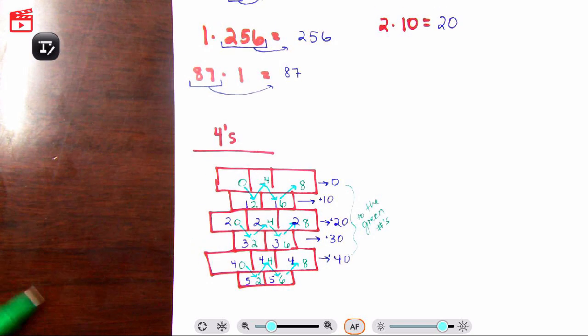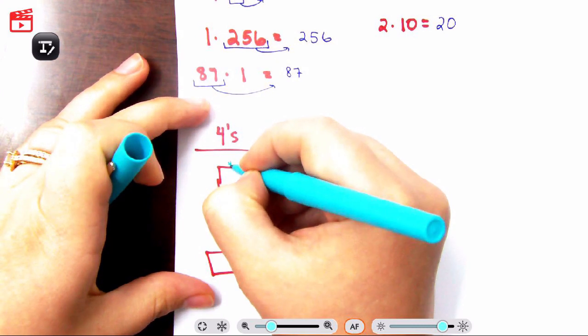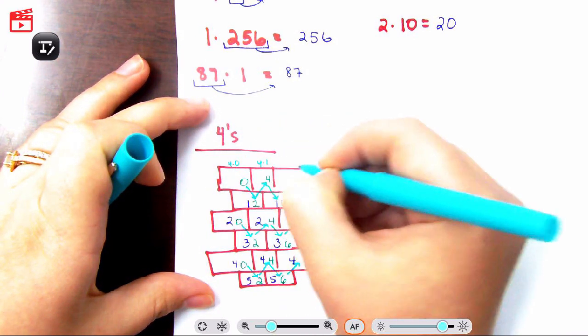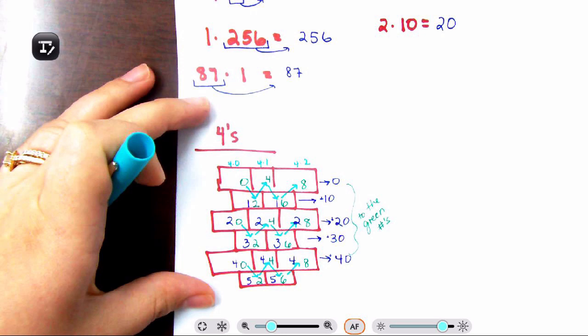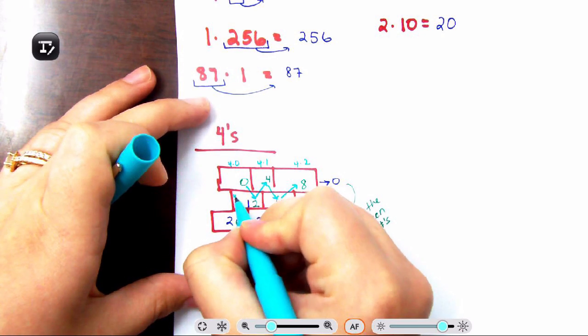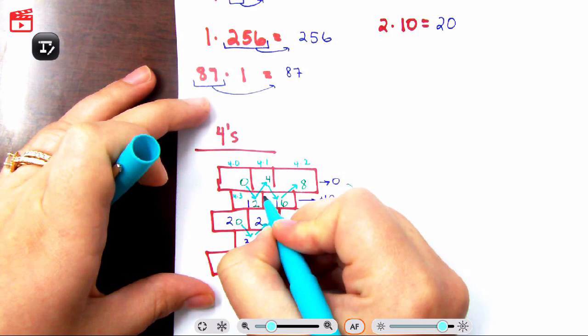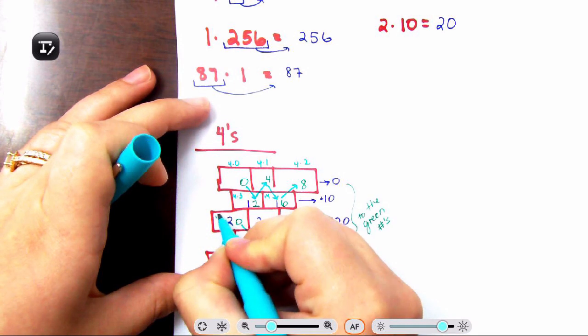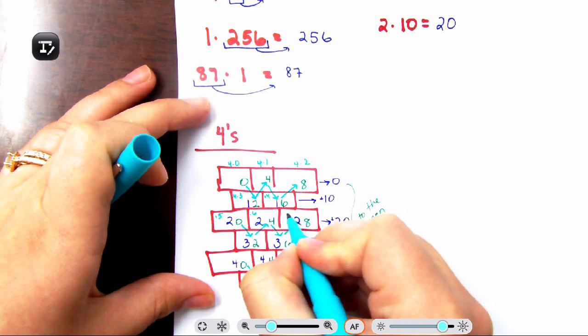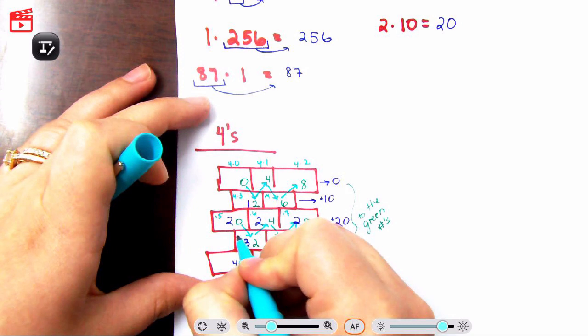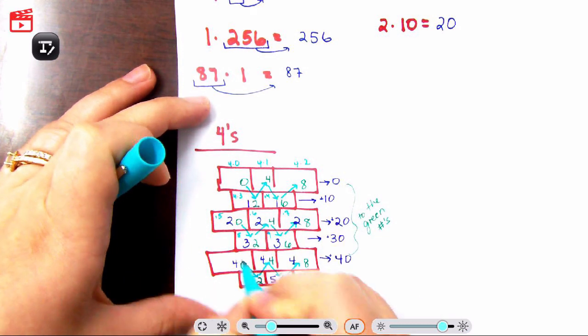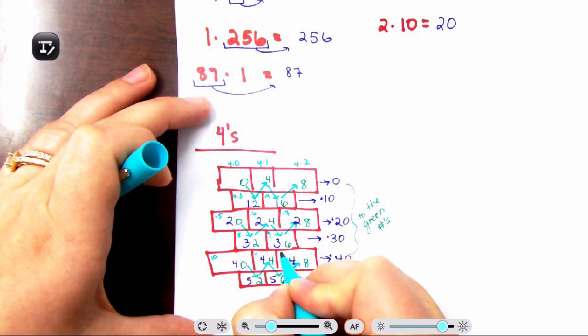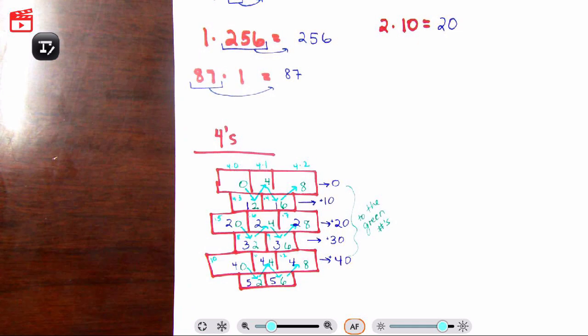So which one goes with which one? So let's start. This is 4 times 0. 4 times 1, 4 times 2. This is 4 times 3. This is 4 times 4. This is 4 times 5, 4 times 6, 4 times 7, 4 times 8, 4 times 9, 4 times 10, 11, 12, and you get the idea.